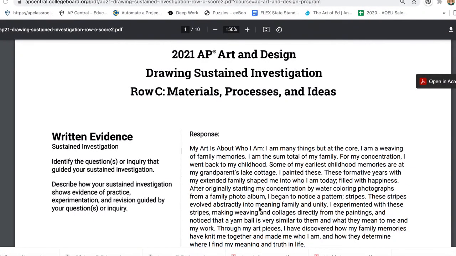Okay, we are looking at an example of a drawing sustained investigation with a focus on row C of the rubric. Row C focuses on materials, processes, and ideas. Reminder that row C is the same if you are doing a drawing or a 2D sustained investigation.